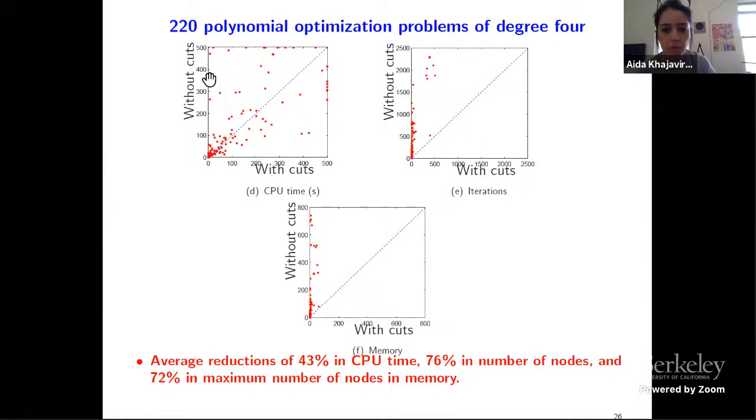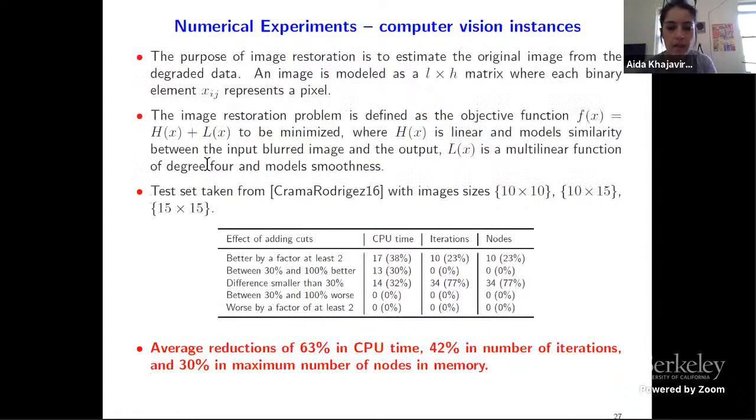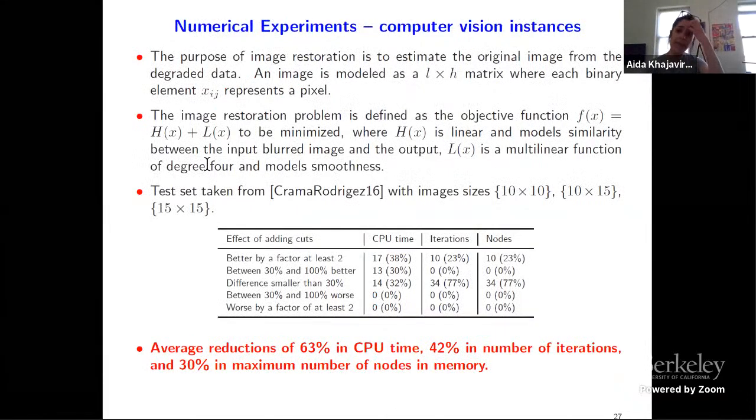Here's a study for degree 4. You see similar improvements. These are the measures that we are hoping to see improvement for when we work on these kinds of solvers. And then finally, here's an application.